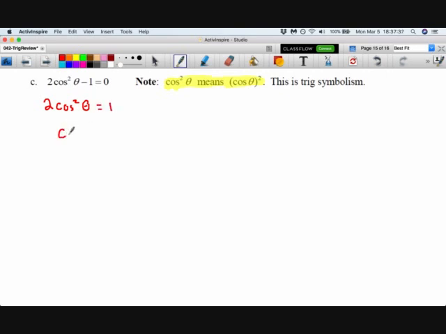Still isolating cosine. Take the square root of both sides, and now here's the part that everybody forgets. When you take the square root of both sides, you better have a plus or minus. Square root of 1 is 1. Square root of 2 is root 2. So now we have a lot of different options for our triangle.